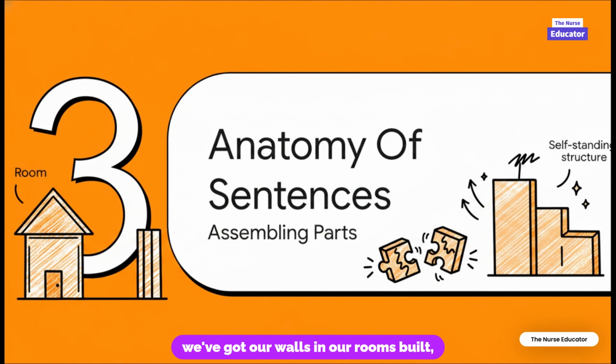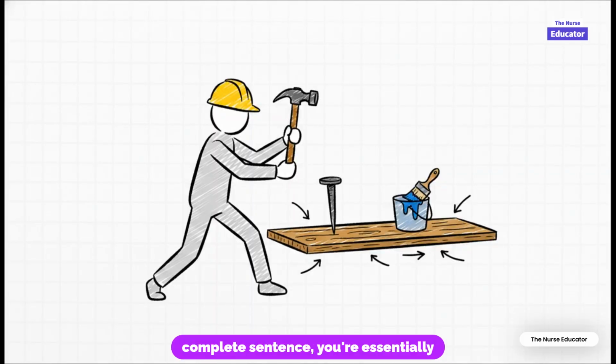So now that we've got our walls and our rooms built, let's head into section 3, anatomy of complete sentences. To build a finished complete sentence, you're essentially pulling from a specific inventory of materials. First up, your subject. That's the person or thing doing the action, the primary actor on your construction site. Then there's the verb, which is the action itself or a state of being. The object is whatever is receiving that action. And then we have the decorators. Complements give us essential extra information to complete the meaning of the subject or object. And adjuncts provide the extra context, like the time, place, or manner of the action.